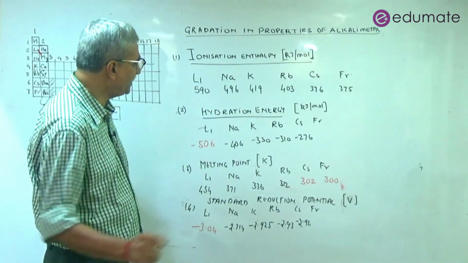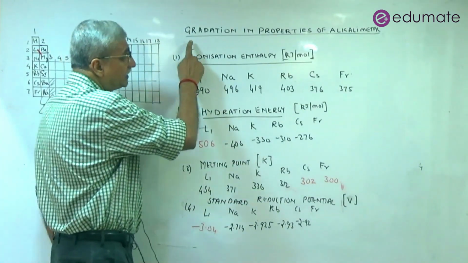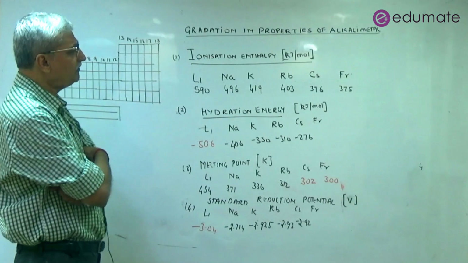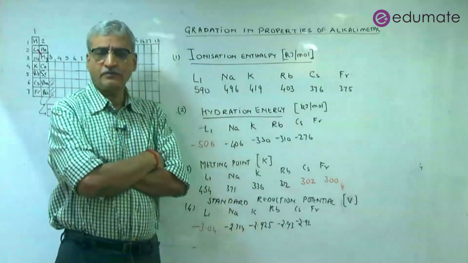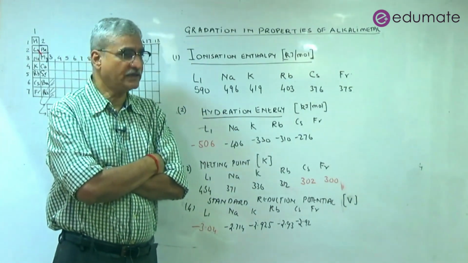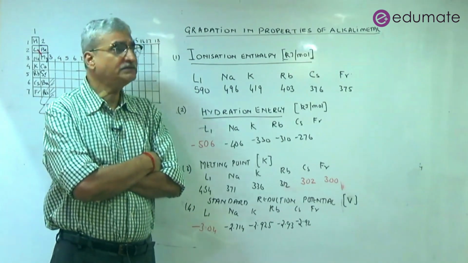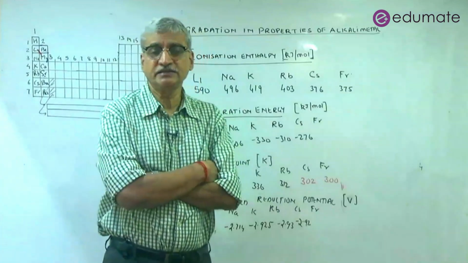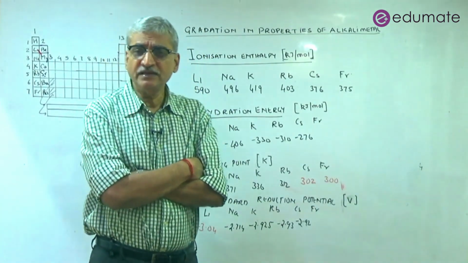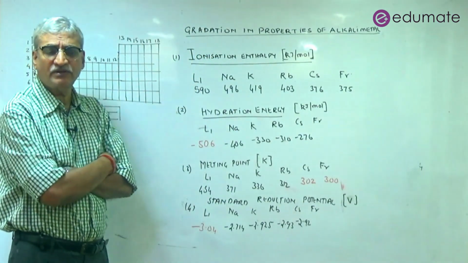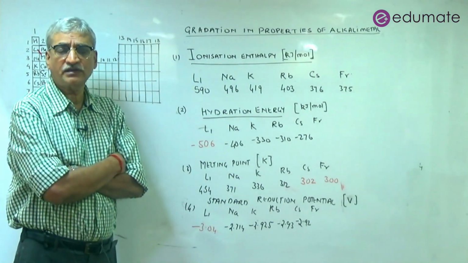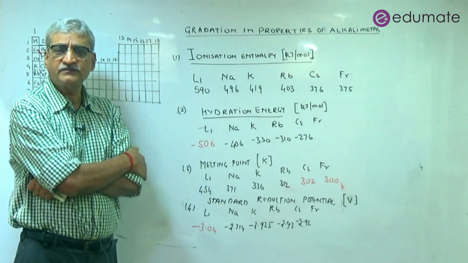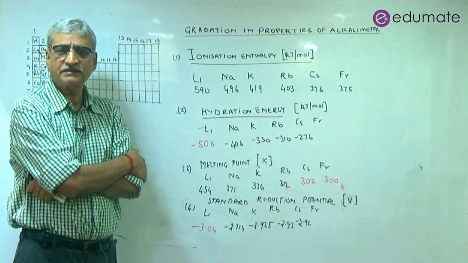We are now looking at the gradation in property of alkali metals. When we talk of gradation in property for any group, there are two aspects. One is similarity in property, and the other is gradation in property. Similarity in property is always because of similar outer electronic configuration. An example we can use over here is valency, combining capacity.